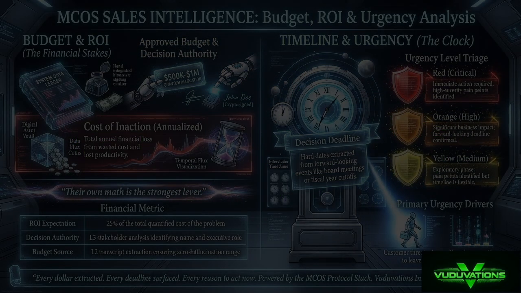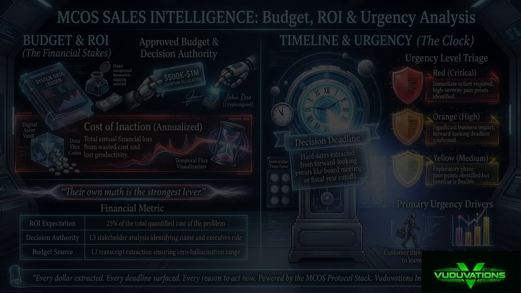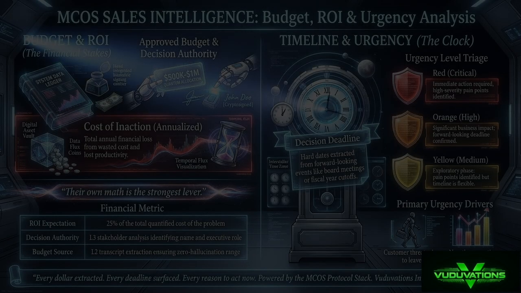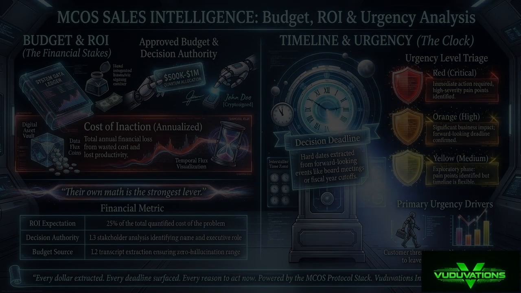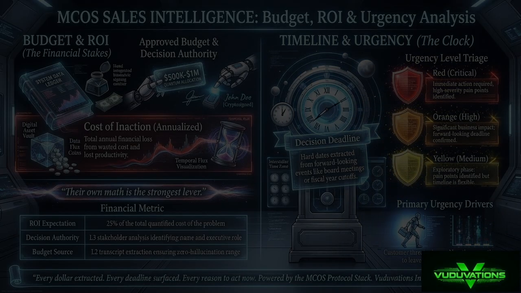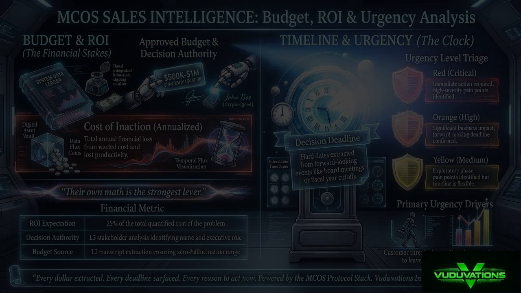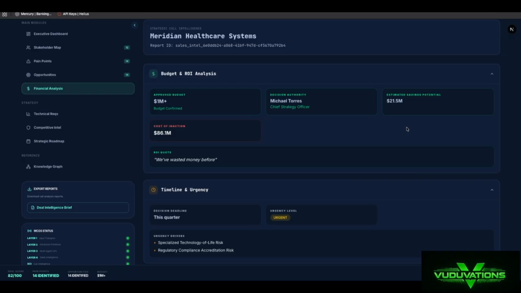This is the brief on using AI to extract budget, ROI, and urgency from sales calls. The MCO's sales intelligence pipeline transforms raw sales transcripts into actionable, hallucination-free financial and timeline data to build an airtight business case. It's a natural progression, really. First, we find the money, then we justify the spend, and finally, we force the action.